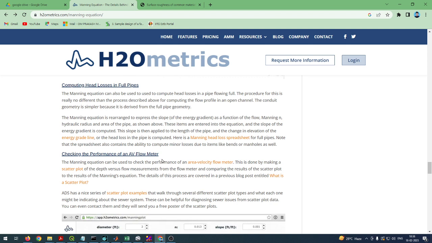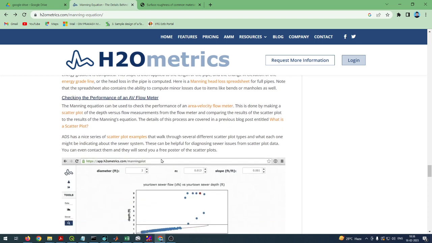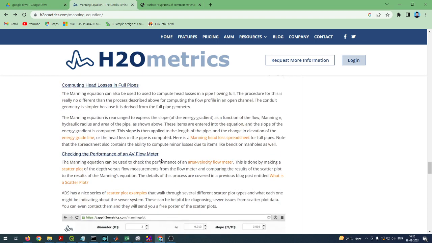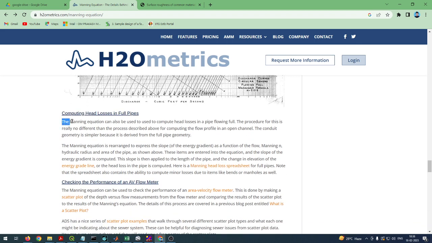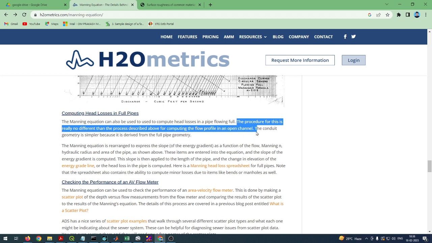Head loss in the full pipe. The Manning equation can also be used to compute the head loss in a pipe flowing full. The procedure for this is really no different than the process described above for computing the flow profile in the open channel. The conduit geometry is simpler because it derives from the full pipe.